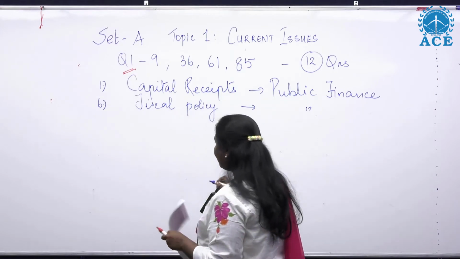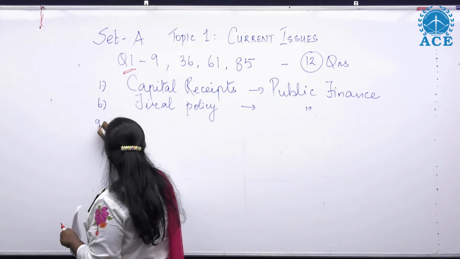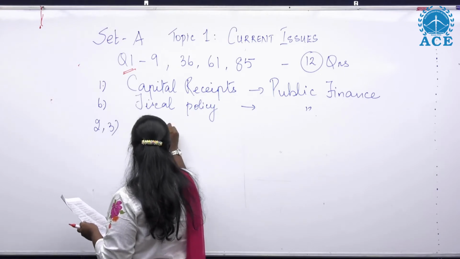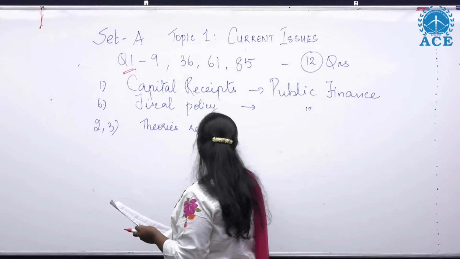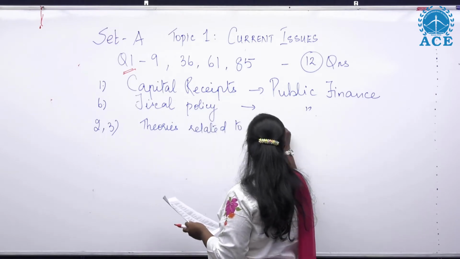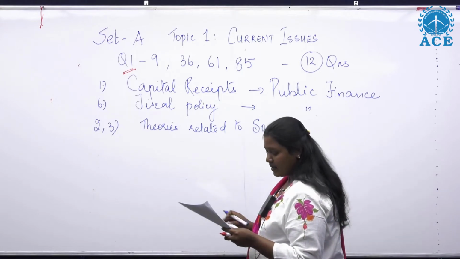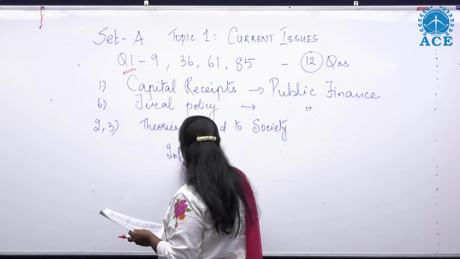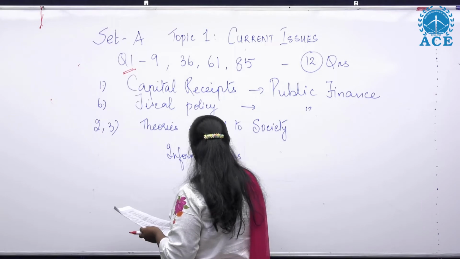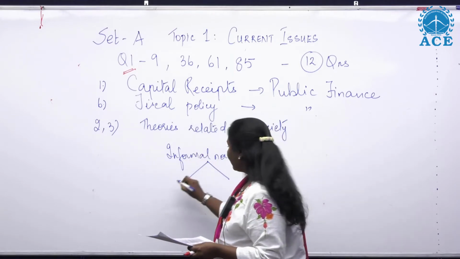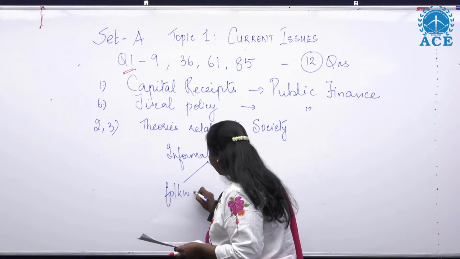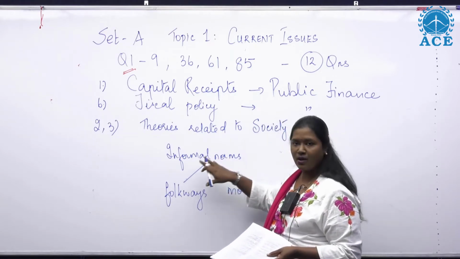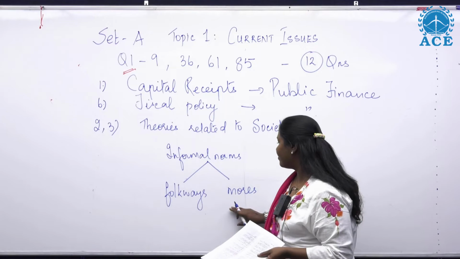Question number 2 and question number 3 are both theories related to society. If you look at the second question, informal norms are divided into 2. We call them folkways and mores. So, societal norms, informal societal norms, you divide into 2, folkways and mores.